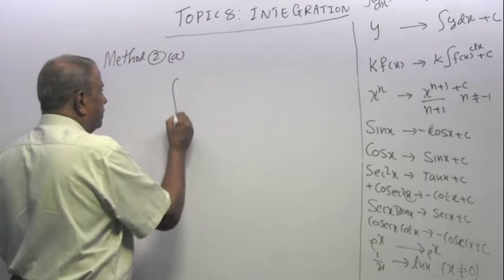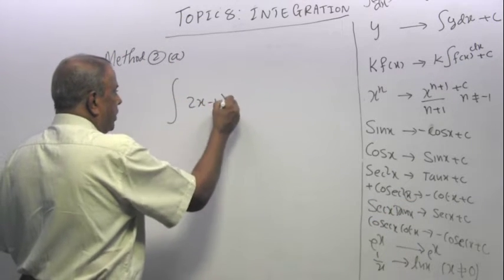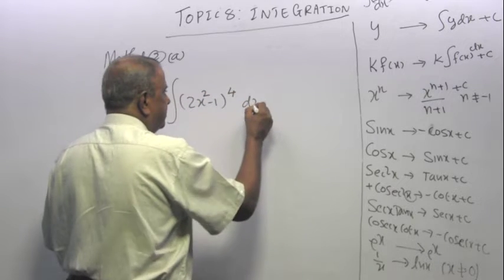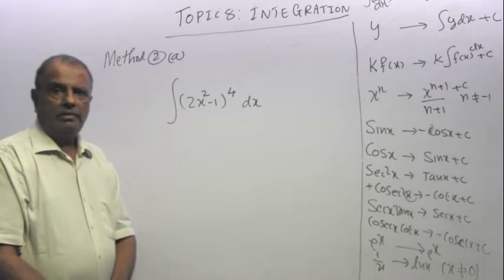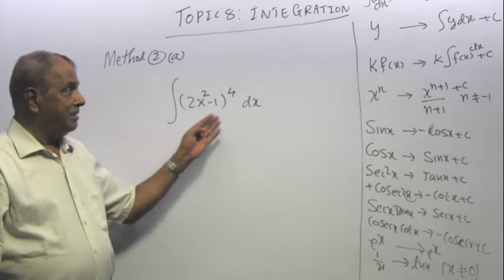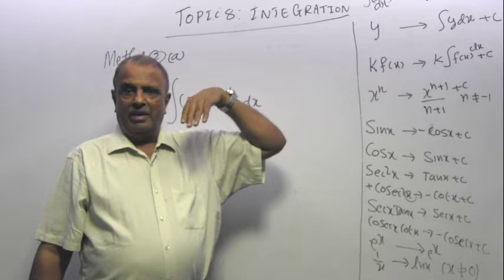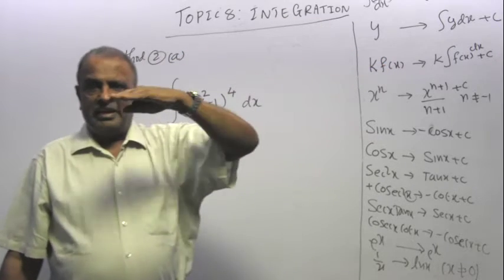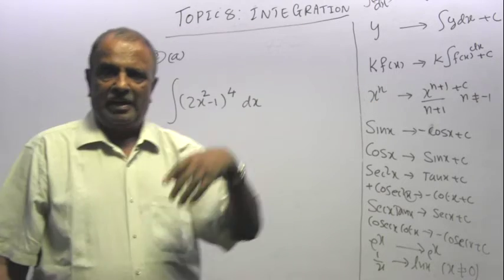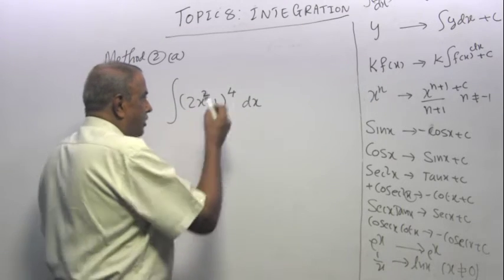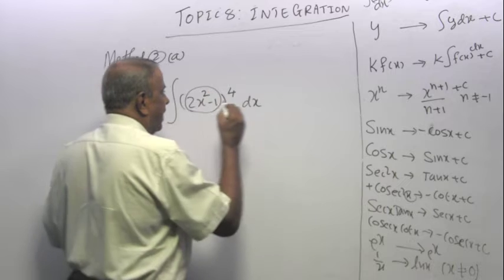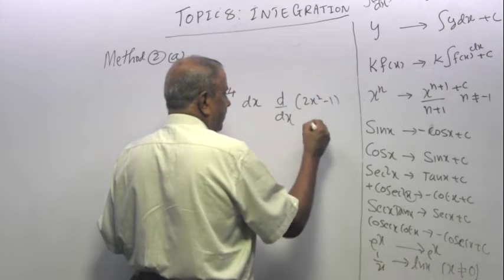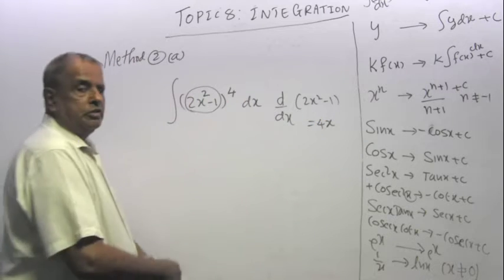For example, suppose you had an integral of (2x squared minus 1) power 4 dx. When you differentiate, this resembles x power 4, perfectly correct. But unfortunately, even though it resembles, its derivative is not a constant. 2x squared minus 1 power 4, because when you differentiate this, I get 4x, which is not a constant.